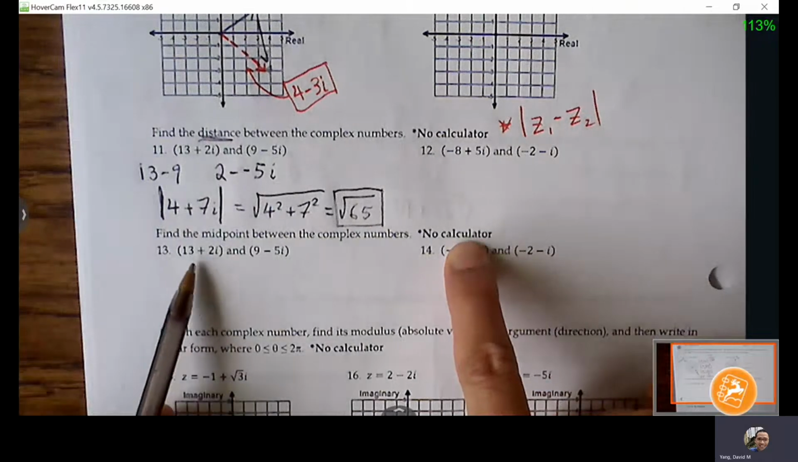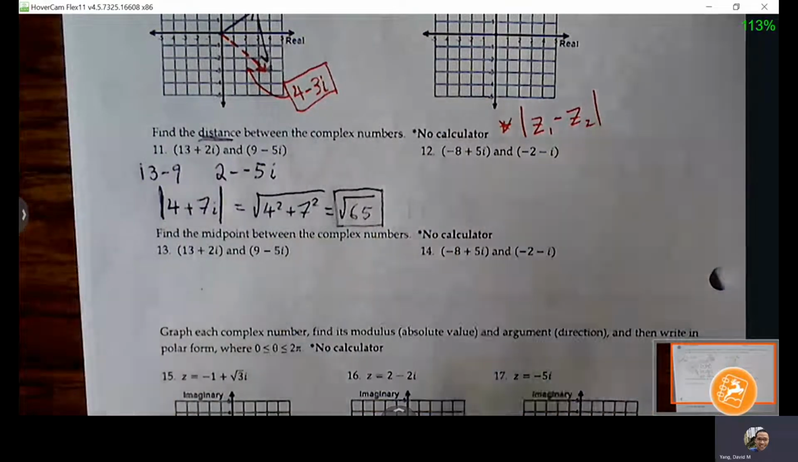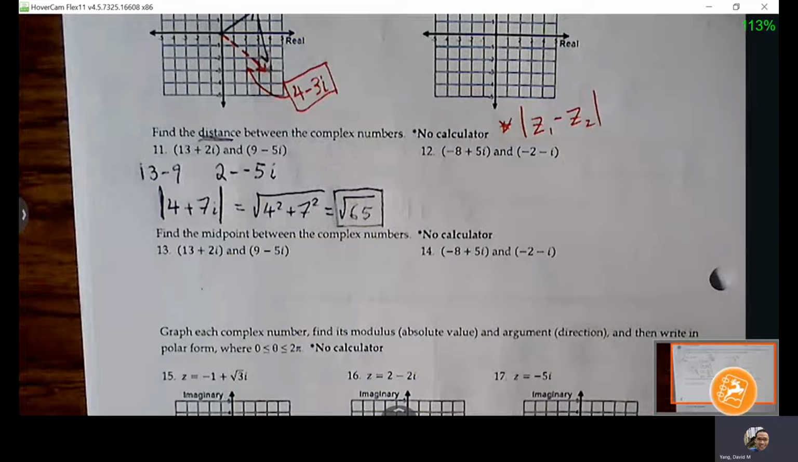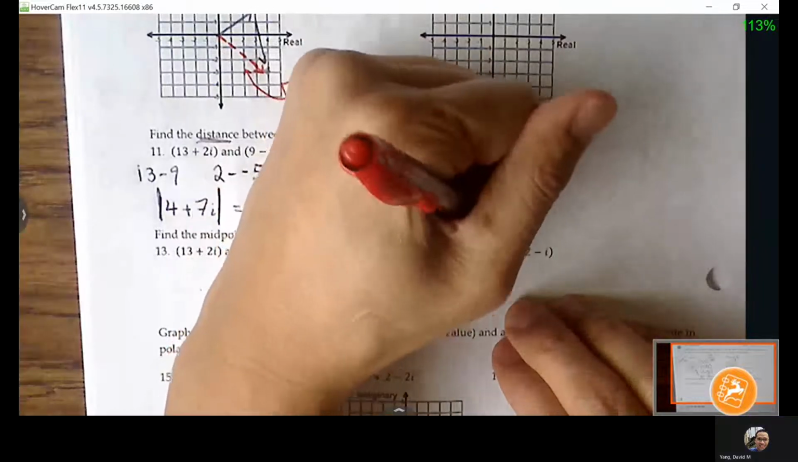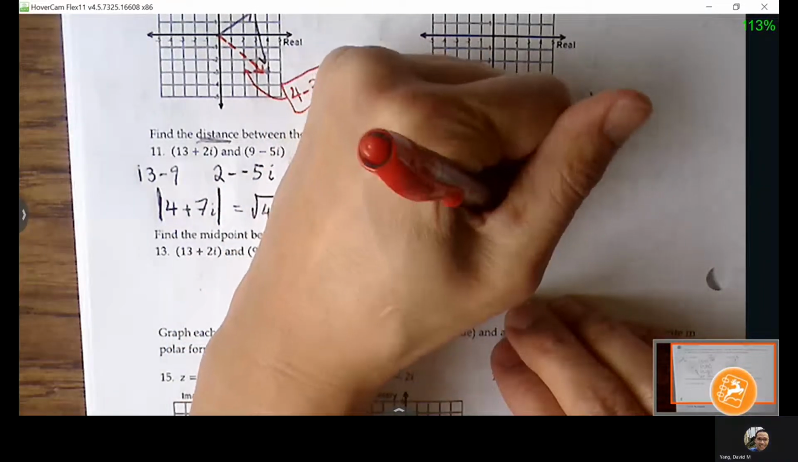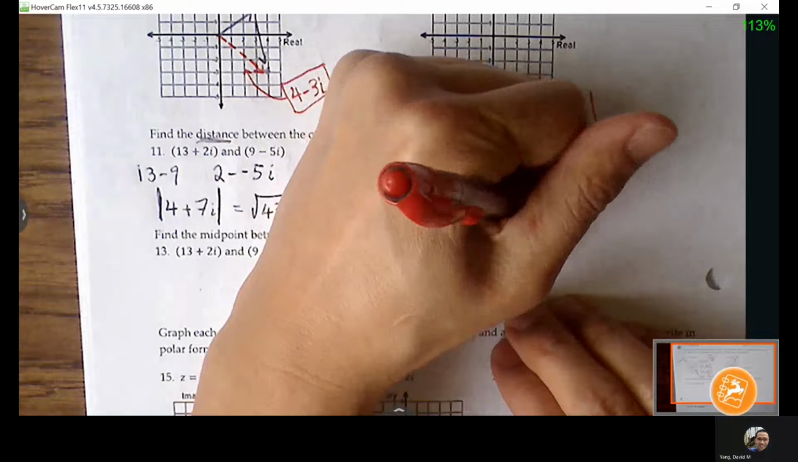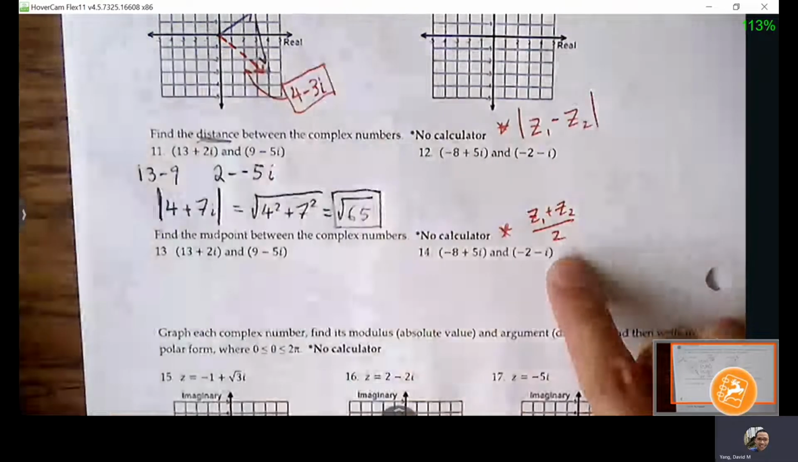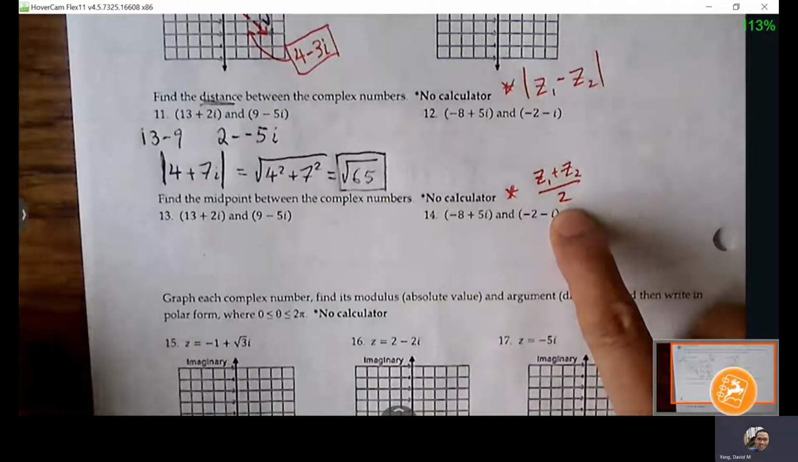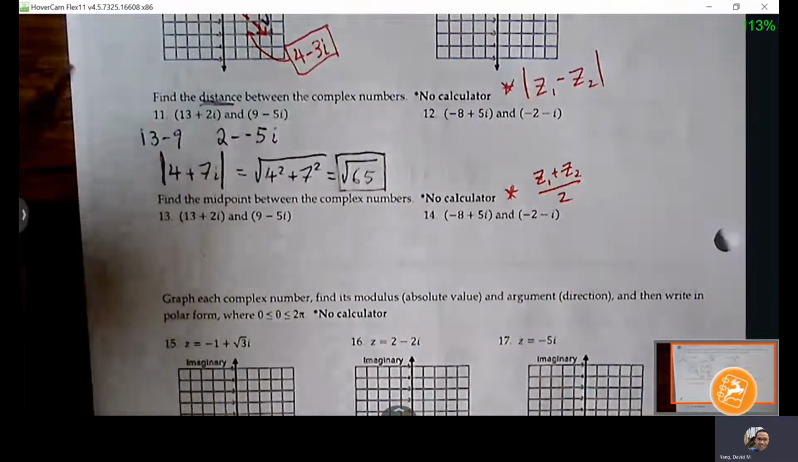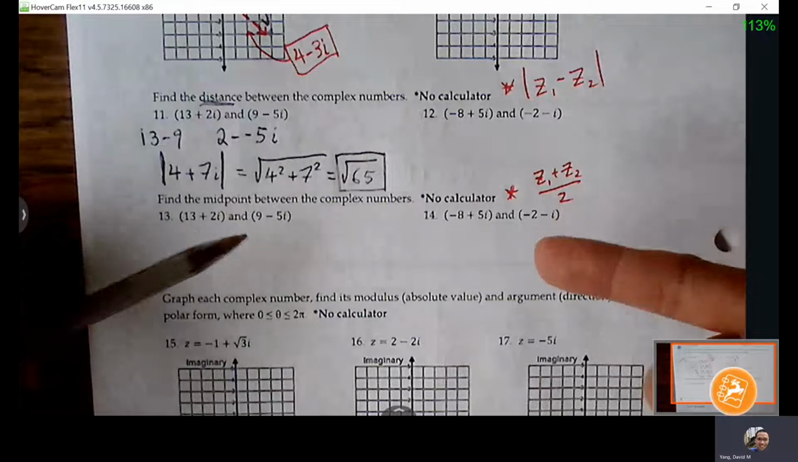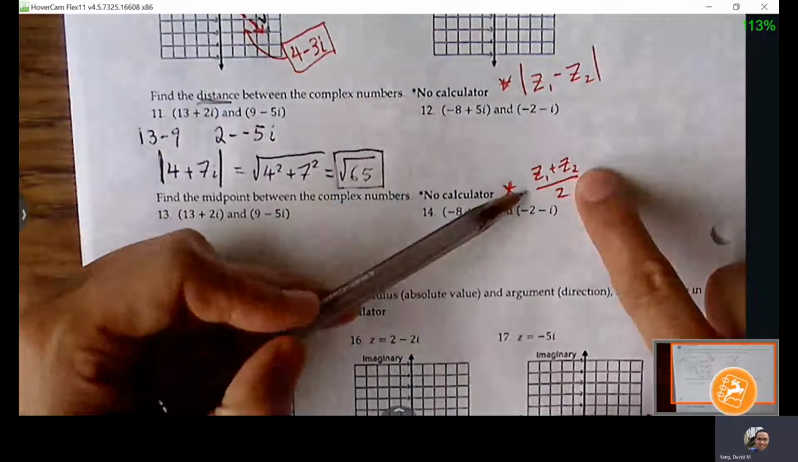Okay, midpoint. Think about what midpoint means. Midpoint is the average of two numbers, right? So average is just add two numbers and divide by 2. So we're going to add the real components of the complex numbers, divide by 2, and we'll also add the imaginary components divided by 2, and that's it. So there's no modulus after that.